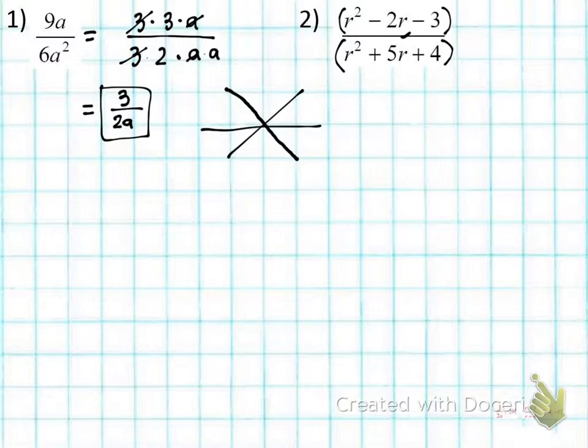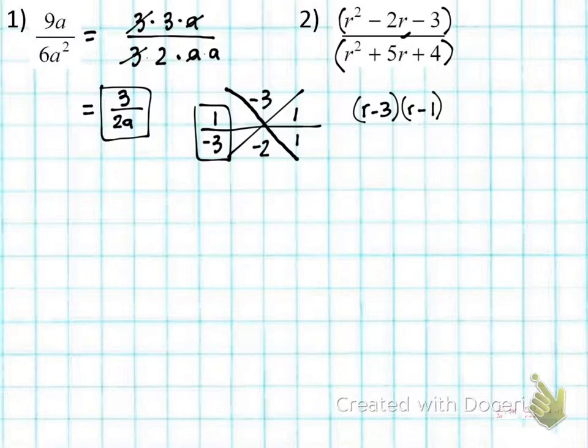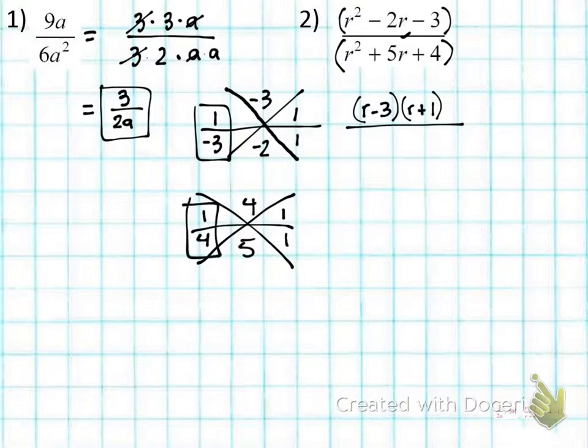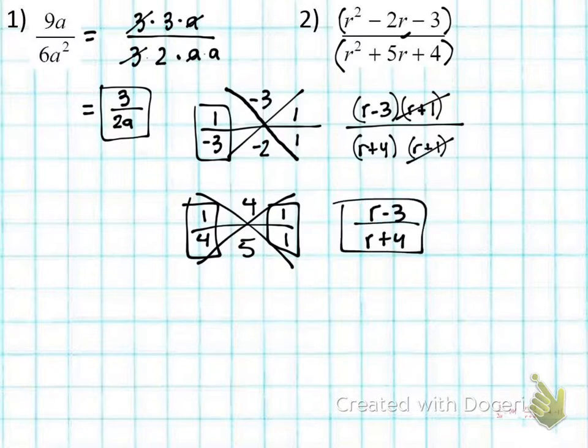We're just plugging the numbers in and finding factors. When we do that, the numerator factors to r minus 3 times r minus 1. You agree? In the denominator, we can still do x box. We factor that too, and it's r plus 4 times r plus 1. Now you can clearly see what value is in both the numerator and the denominator: r plus 1. Those cancel out. So all I'm left with is r minus 3 over r plus 4.